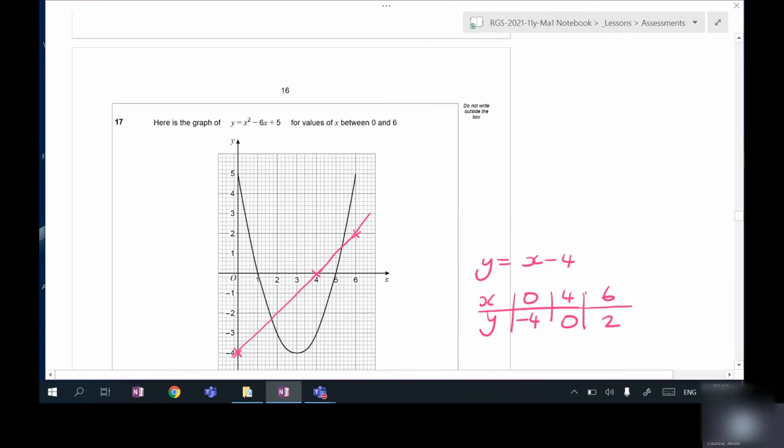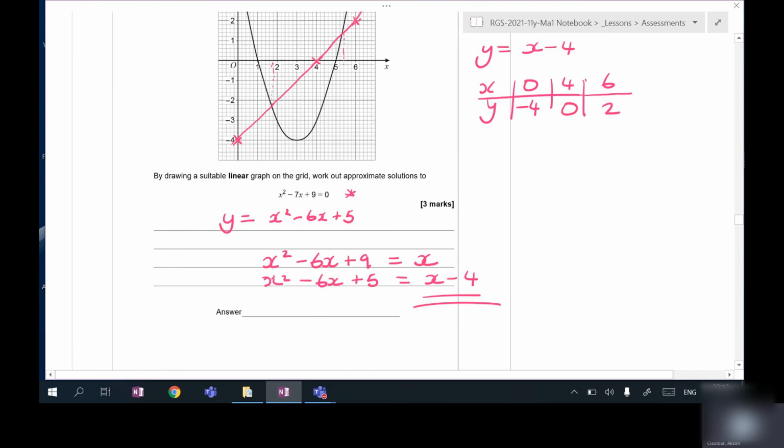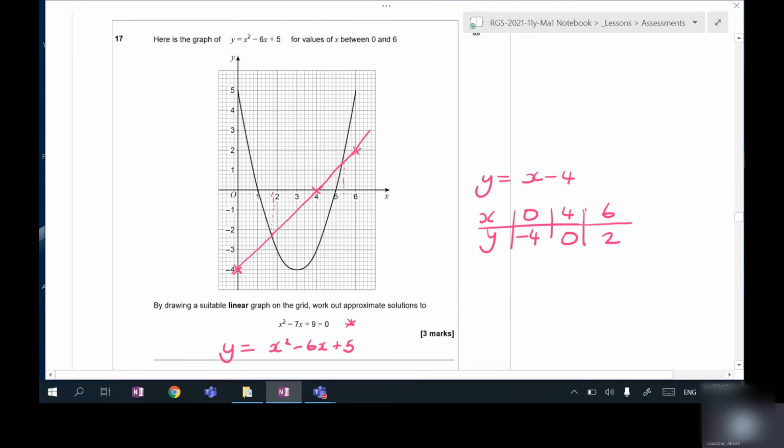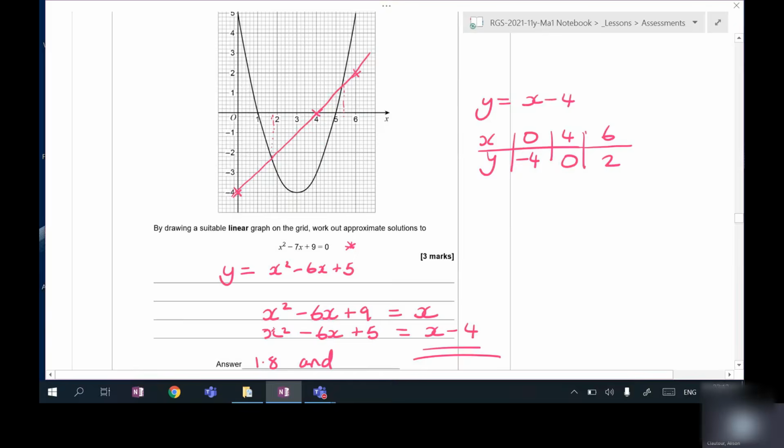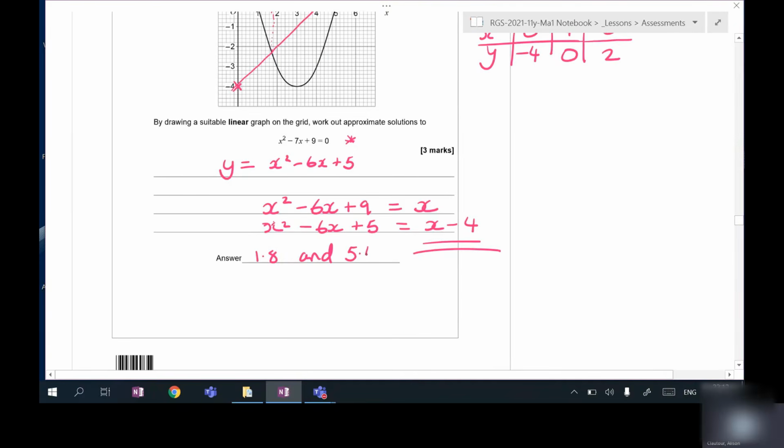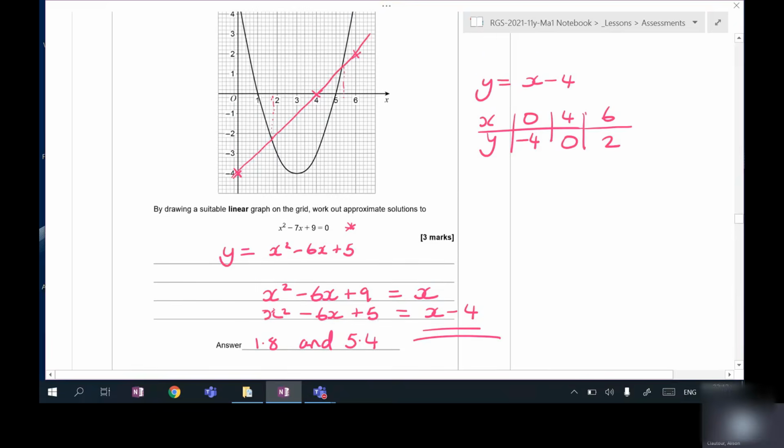So my line is not very straight. Obviously, you're going to do this with a ruler. So you can probably read off a lot better than I can. This line particularly went wonky. Read that one there. Yeah, I reckon that's fair. So you've got 1.8. They do give you a bit of flexibility on this for drawing the graphs. And 5.4. Okay, that's exactly the same as what you would have at GCSE.